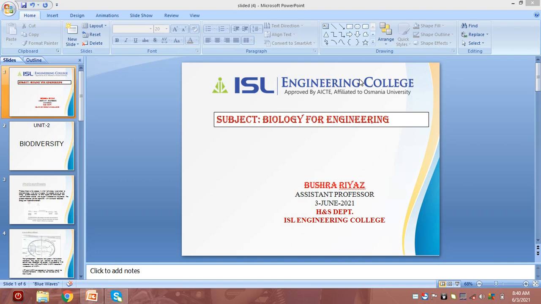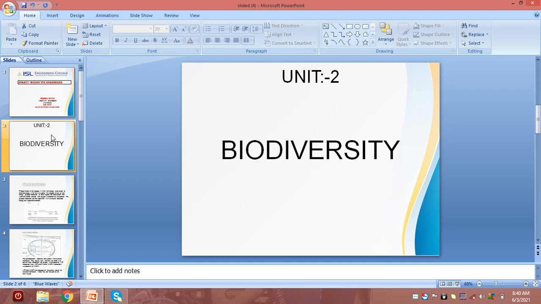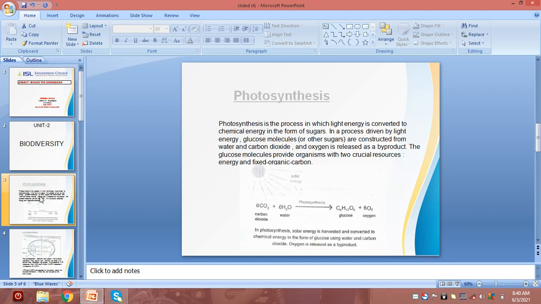In our last session, we were discussing Unit 2, Biodiversity. We have discussed the topics related to Unit 2. We shall continue with the topics that are left in our Unit 2 Biodiversity. The topic we will be discussing in today's session is photosynthesis. We'll discuss the process of photosynthesis in today's session.